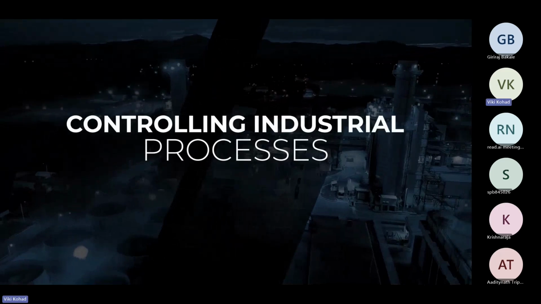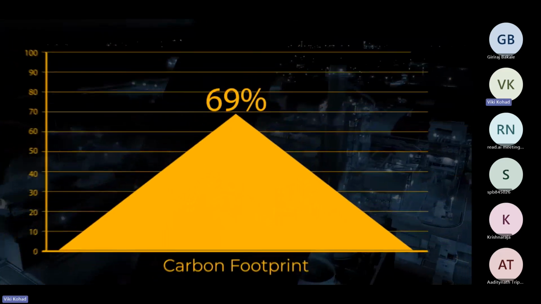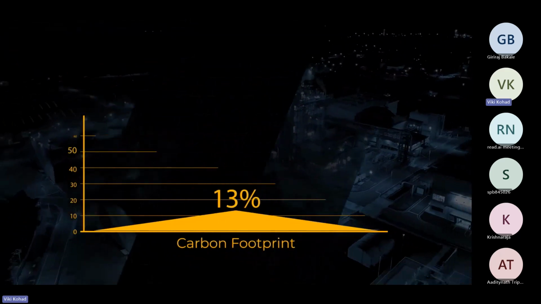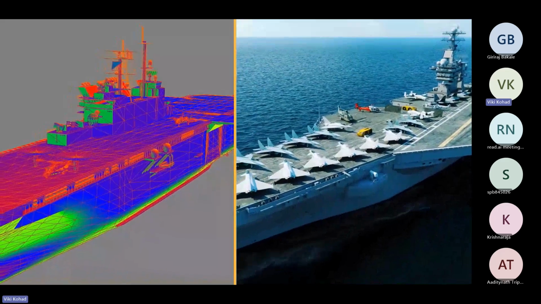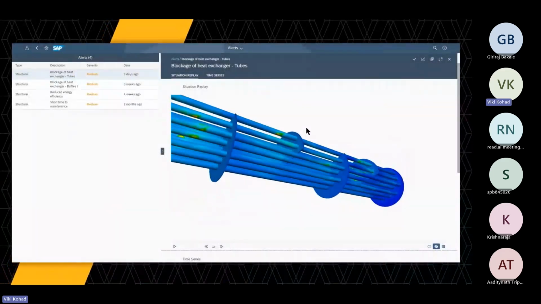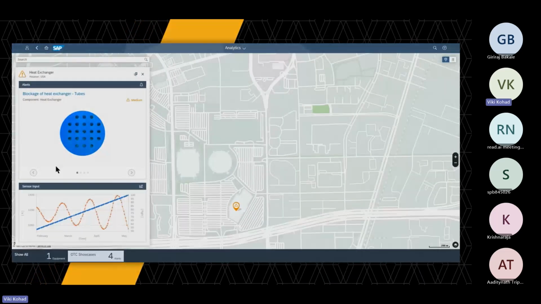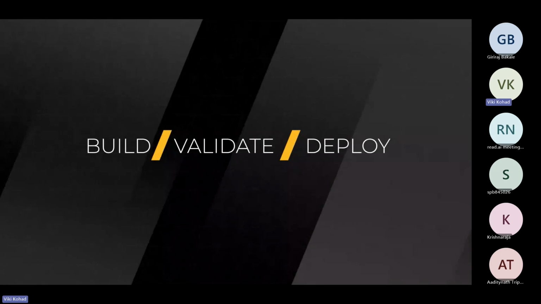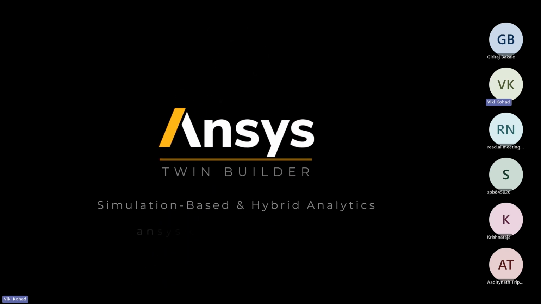Twin Builder speeds the shift to zero carbon by controlling industrial processes, anticipating carbon reduction options, and lowering maintenance costs. The digital twin has arrived in a big way, connecting rapid, reliable system simulations and real-time, real-life operations. Build, validate, and deploy simulation-based digital twins with ANSYS Twin Builder.